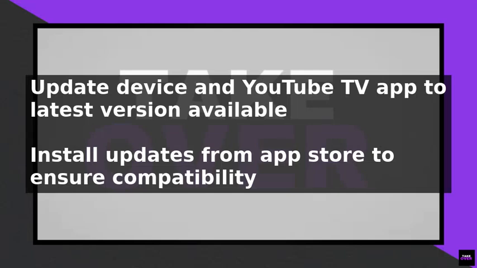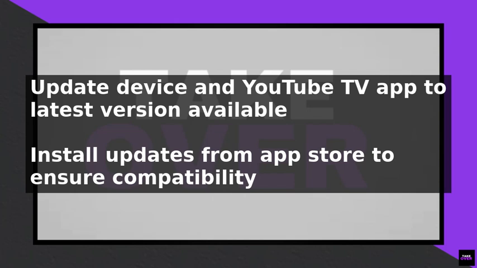To fix YouTube TV not displaying full screen, start by ensuring your device and YouTube TV app are up to date. Open the App Store on your device, search for YouTube TV, and install any available updates. Next, check your device's screen settings.